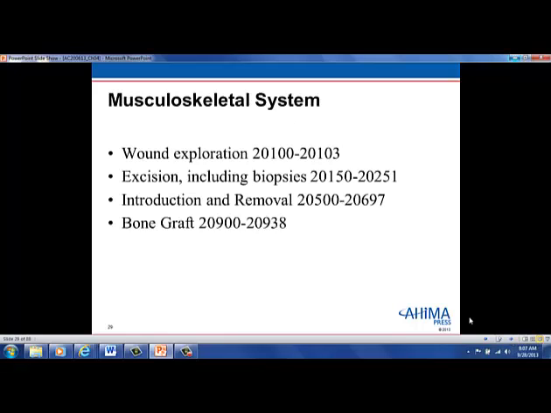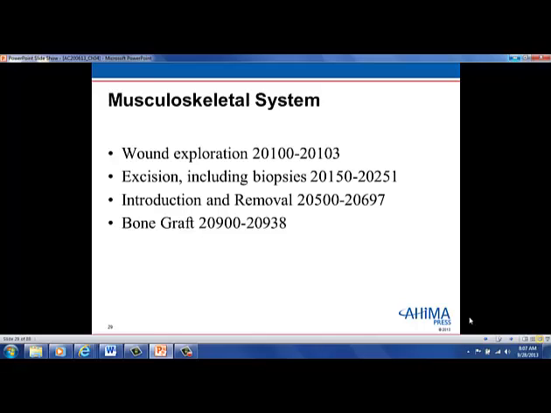Wound exploration. The codes include surgical exploration and enlargement of the wound and extensive dissection to determine penetration, debridement, and removal of foreign bodies. The codes also include removal of any foreign bodies located during the exploration. These procedures do not include thoracotomy or laparotomy.